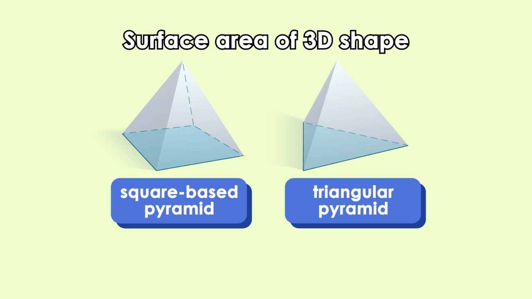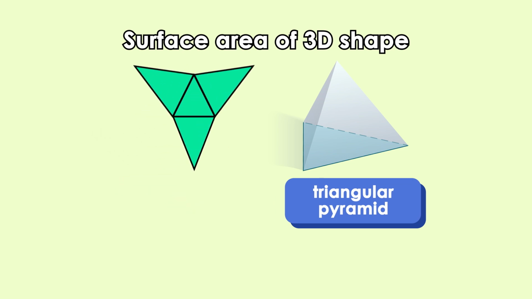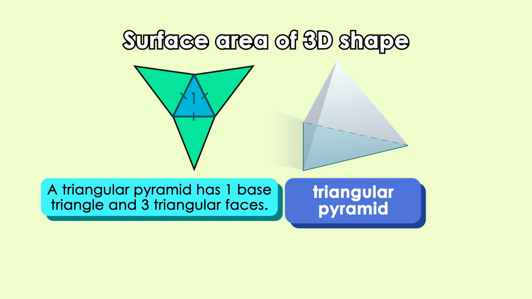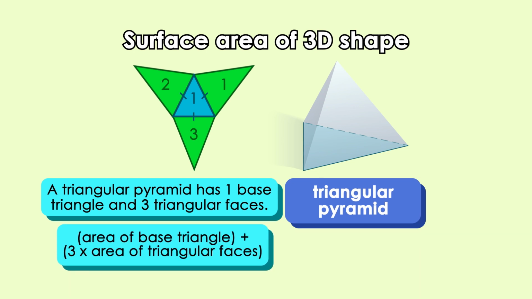Let's explore the surface area of a triangular pyramid. The layout of a triangular pyramid is as shown. The base of this triangular pyramid is an equilateral triangle. This triangular pyramid is made up of a triangular base and 3 triangular faces meeting at the pyramid apex. To calculate the surface area of this triangular pyramid, we add the area of the base triangle and 3 multiplied by the area of the triangular faces.